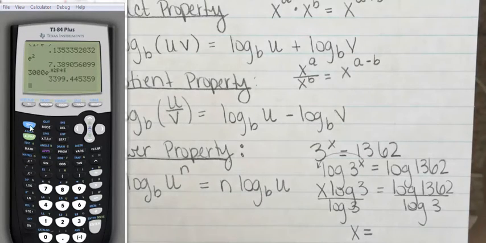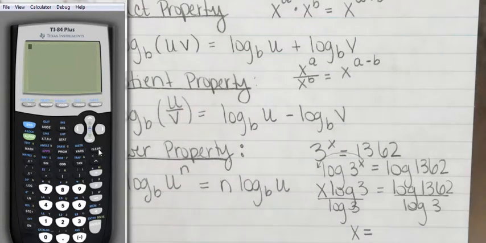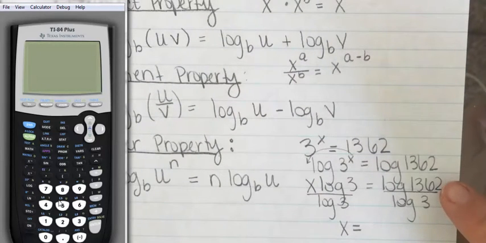Sorry about that. Okay, so let me just go ahead and get myself a clear screen here. Let's clear everything. All right, so I'm going to do log of 1,362 divided by log of 3. Okay, so I just use my log button. And I'll divide that by log of 3. And we find out, I believe this was happening per hour.